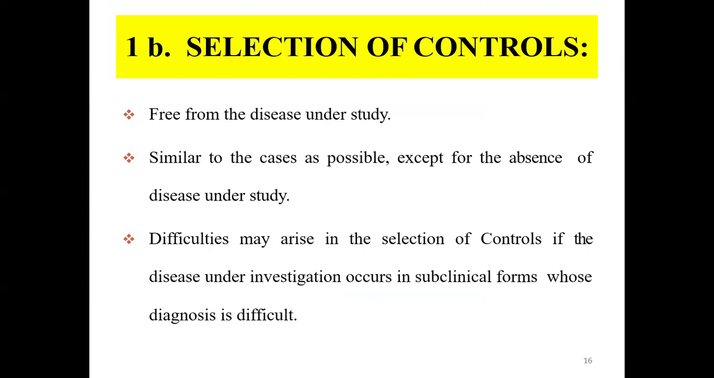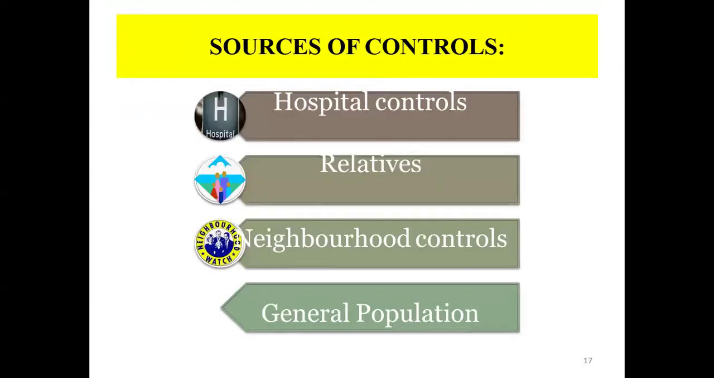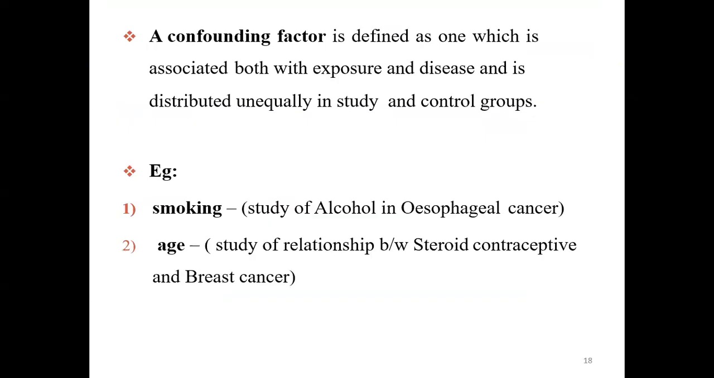Selection of controls, they should be free from the disease under study, similar to cases as possible. Difficulties can arise if the disease is in the subclinical form. So sources can be hospital, relatives, neighborhood, or general population. Confounding factor is the one defined which is associated with both exposure and disease, and it is distributed unequally in the study and control group. Example, smoking and age.